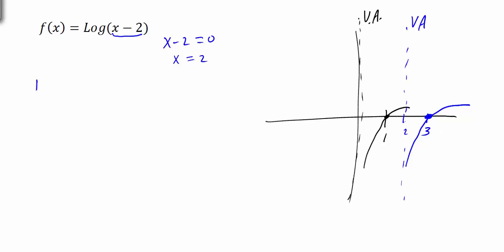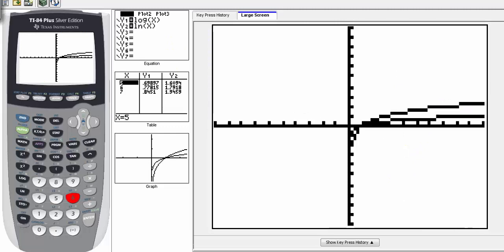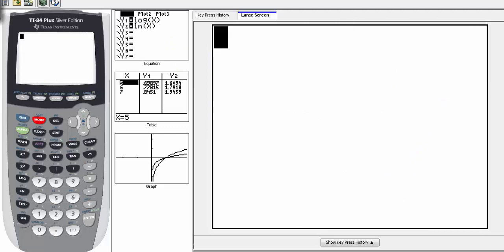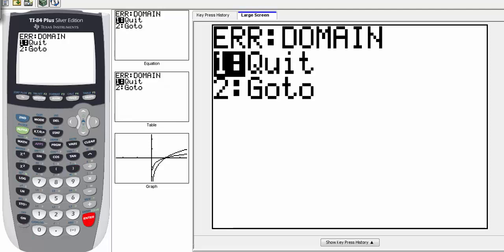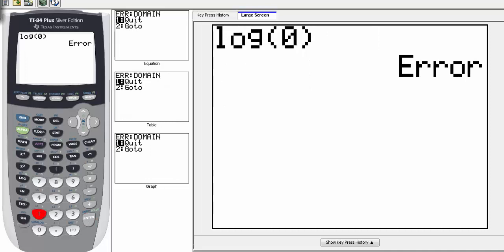So if we look at this closely, then we know we can find the domain. And again, the domain is basically found by what's inside the parentheses. Because remember, we cannot take the log of anything that is 0 or less. So we can only take the log of values that are greater than 0. So for example, if we went to the calculator, and if I was to type in log of 0, notice we get domain error. Okay, and that's because we cannot take the log of 0. Notice we can take the log of anything greater than 0.